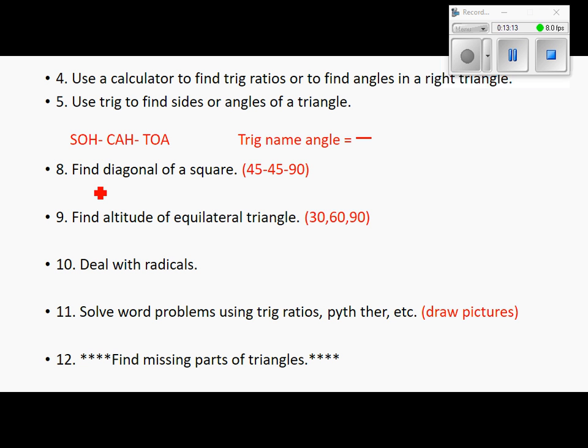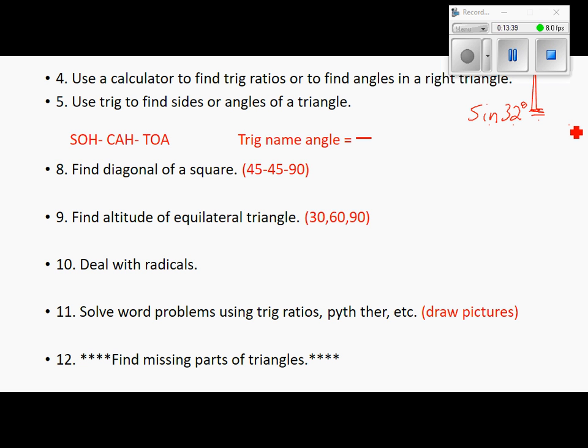Number 4, be able to use a calculator to find trig ratios and find right angles. Remember on your calculators, if it just says the sine of a 32-degree angle, then you just punch in sine 32, hit equals, and it's going to tell you that. But you have to make sure your calculator is set up correctly.